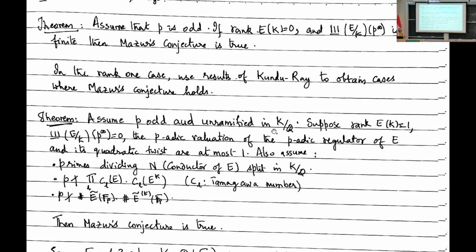And then you have the p-adic regulator, which shows up in this exact formula that I mentioned. This is a cohomological invariant. It's also a K-theoretic invariant and so on. And you take the p-adic valuation of not just the elliptic curve, but you also take the quadratic twist of the elliptic curve. And you assume that the p-adic valuations are at most 1. And then make these other technical hypotheses: primes dividing the conductor split in this quadratic extension, and p does not divide the Tamagawa numbers of both E and the quadratic twist, and it does not divide the number of points over the reduced elliptic curve. Then Mazur's conjecture is true. So you get conditions where Mazur's conjecture is true, both in the rank 0 case and the rank 1 case.